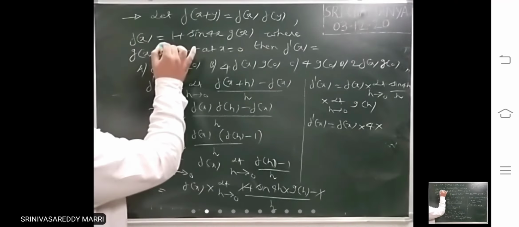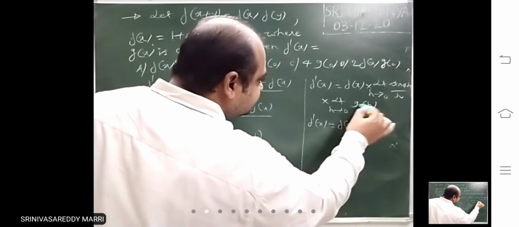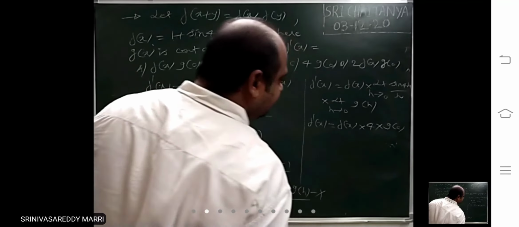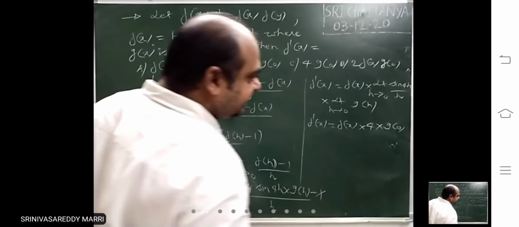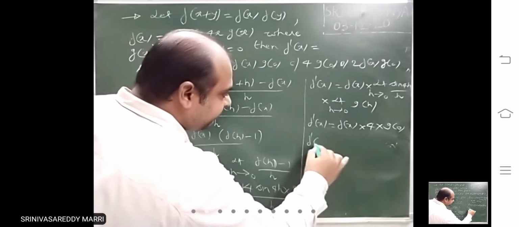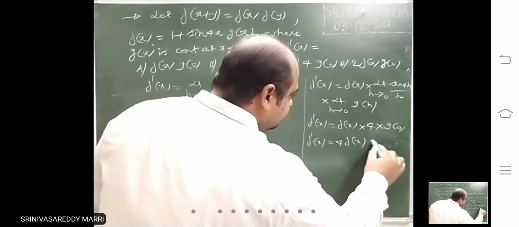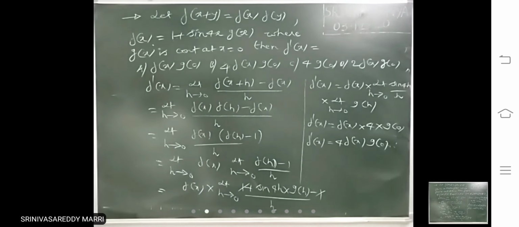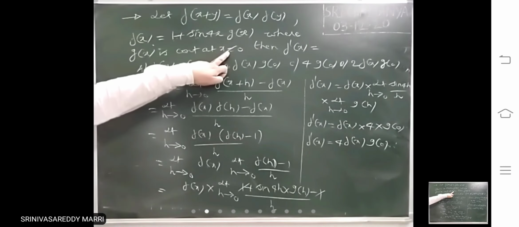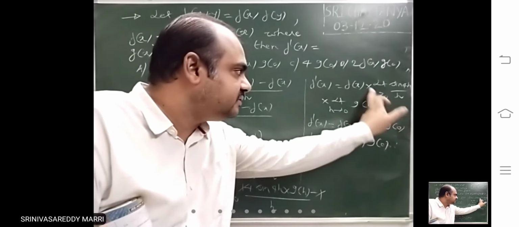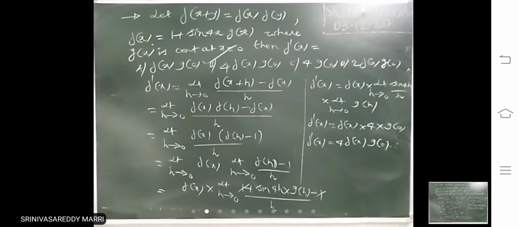Given that g of x is continuous at x equal to 0, it means limit h tends to 0 of g of h is g of 0. If it is continuous, the limit value will be equal to g of 0. Therefore, f dash x is nothing but 4f of x into g of 0. The reason for giving that g of x is continuous at x equal to 0 is that this limit value will be equal to g of 0. Like that, application of the basic definition of derivative.